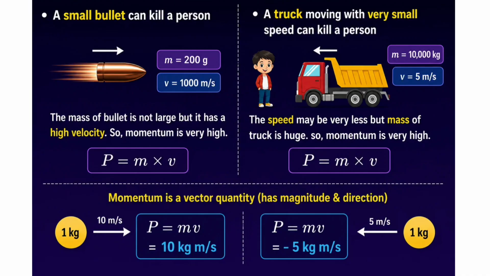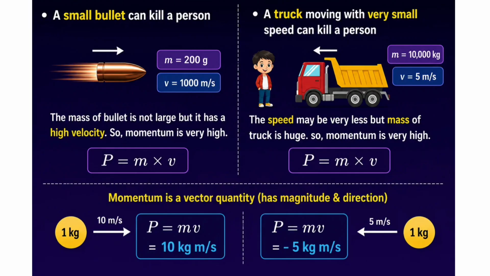Now let's look at the bottom half of the screen to understand why momentum is a vector quantity. Vector means direction matters. In physics, we usually take the right side as positive and the left side as negative. Look at the first ball on the left. It has a mass of 1 kg moving right at 10 meters per second. Its momentum is P equal to 1 into 10 equal to 10 kg meter per second.